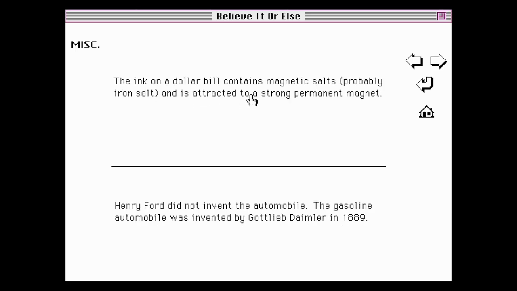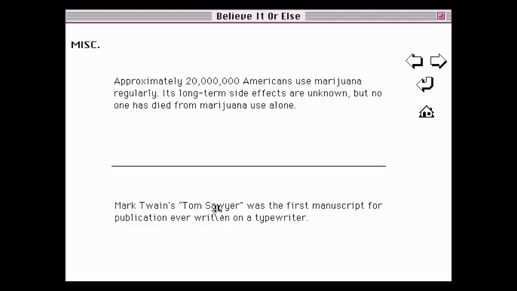The ink on a dollar bill contains magnetic salts, probably iron salt, and is attracted to a strong permanent magnet. Henry Ford did not invent the automobile. The gasoline automobile was invented by Gottlieb Daimler. I don't know if I said that right. In 1889. Mark Twain's Tom Sawyer was the first manuscript for publication ever written on a typewriter.